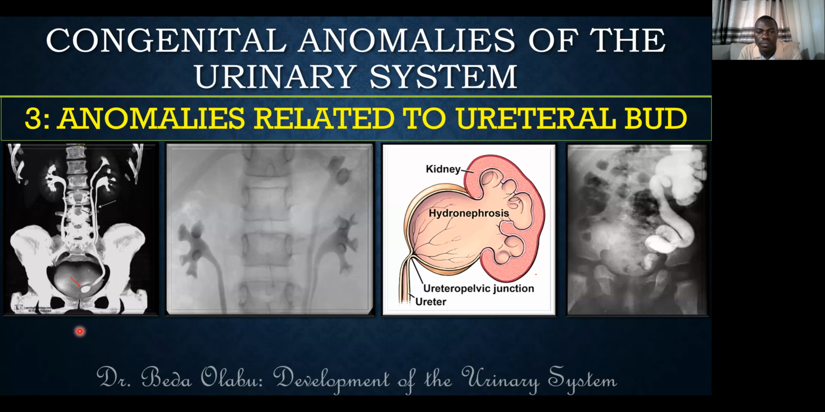Florence, can you see something? Yes, I'm trying to think. Okay, what do you see in the first image? So remember, we are looking at the urine collecting structures. Those are the derivatives of the ureteral bud. You can see a bladder in the pelvis. Okay. A bladder in the pelvis is a normal thing, Florence.